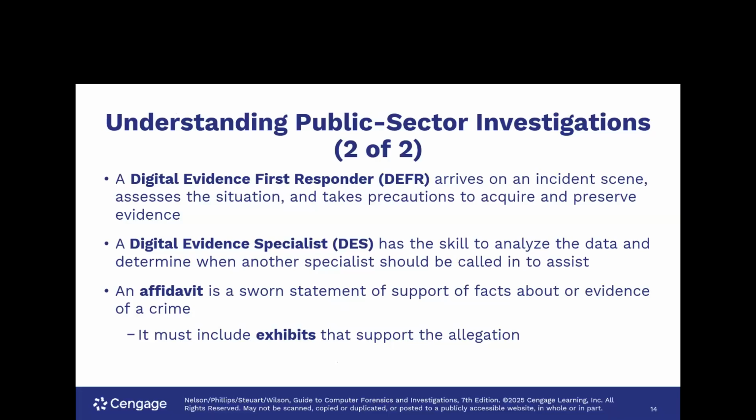You may also encounter affidavits. That's a sworn statement that's used to support facts or evidence related to the investigation. Now, this must include exhibits that support that allegation.